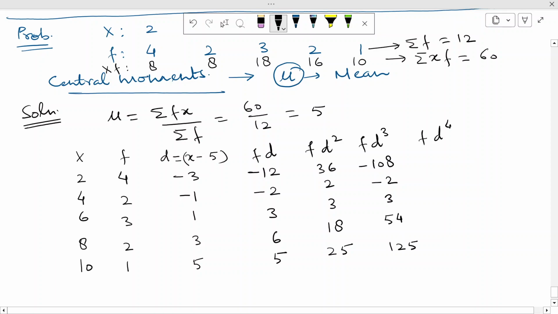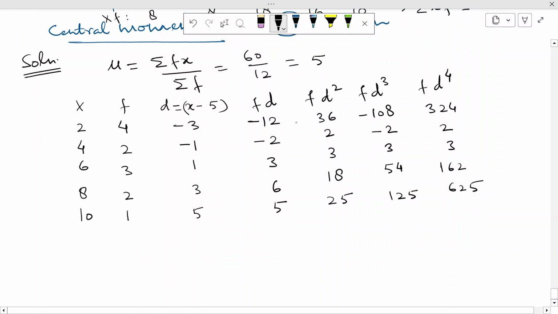Next we have FD4. Why? Because we have to calculate the first 4 moments. So we need this d to the power 4. This can be obtained by multiplying the entries in this FD cube column by the corresponding deviation. So FD4 will be coming out as 324. Then we have 2, 3, 162, and lastly we have 625.